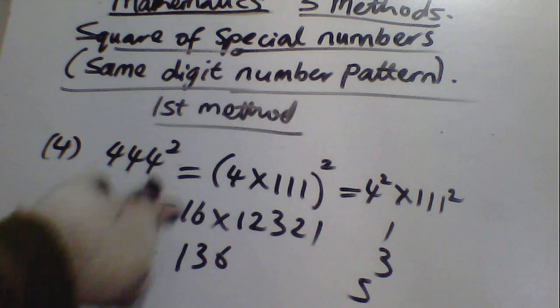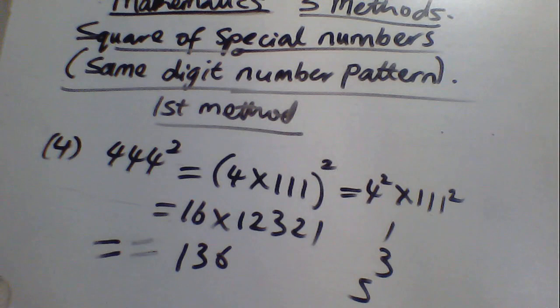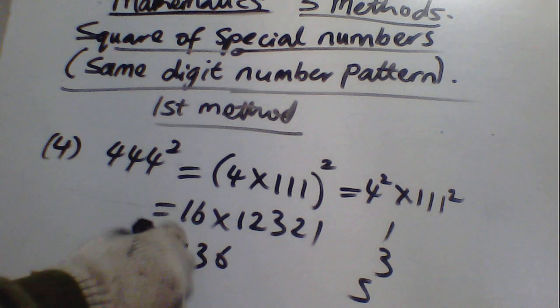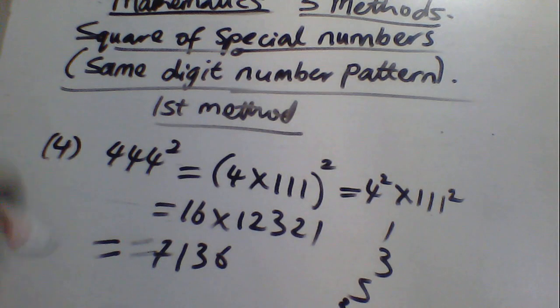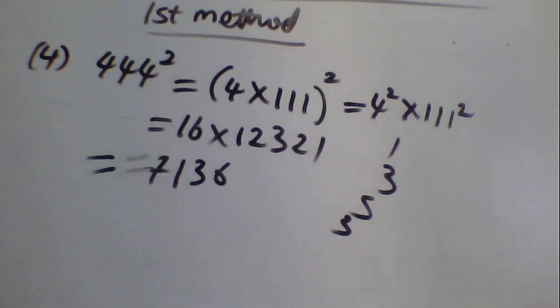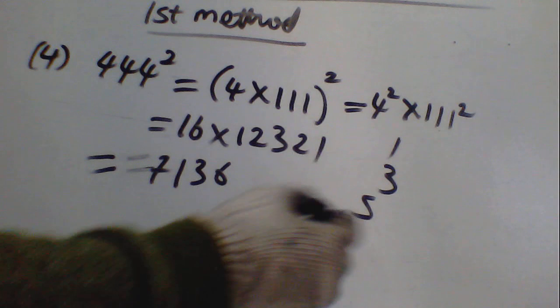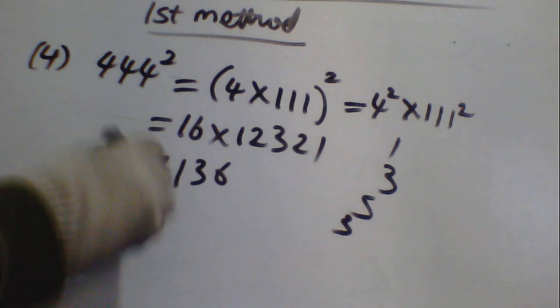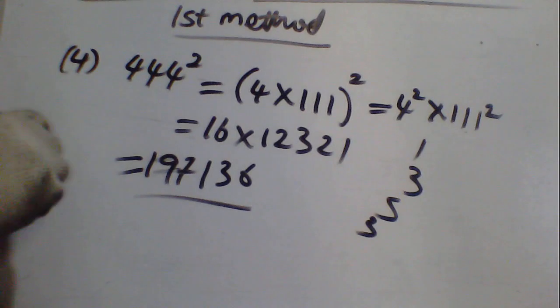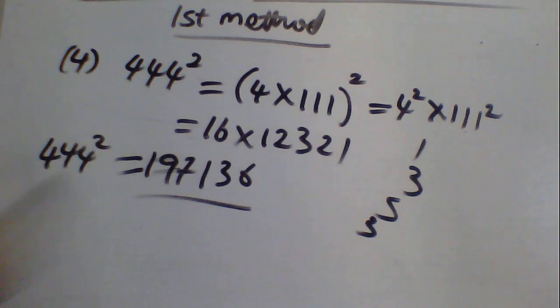So 16 times 2, it repeats itself, 32. 32 plus 5 will give us 37. You write 7 carry 3. So 16 times 1 will give us what? 16 plus 3 will give us 19. You can do this in a second. So you see that 444 squared is equal to 197,136.